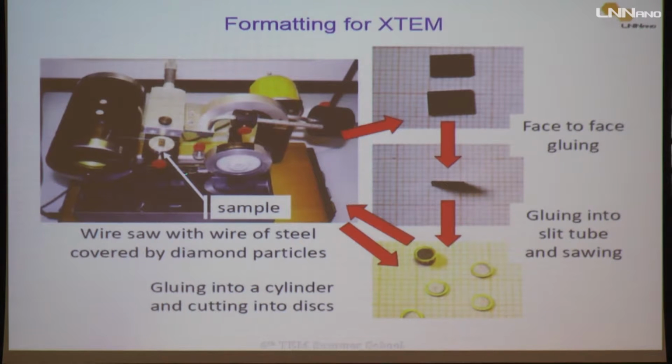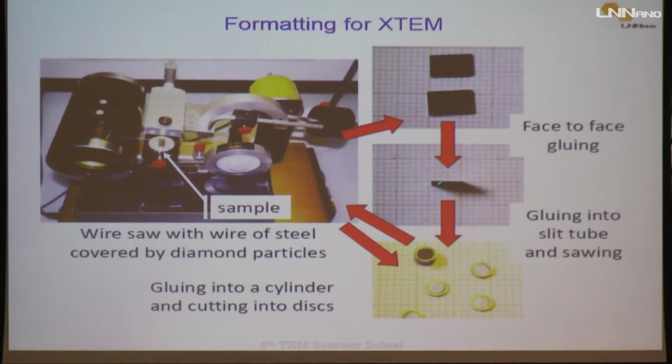And then you come and cut it with the wire. Well, this wire is a wire of steel covered with diamond particles. Then it cuts almost all materials, hard or soft and so on. And then you cut the material, you glue. Here is the face, okay? You put it in the top and glue the two surfaces.